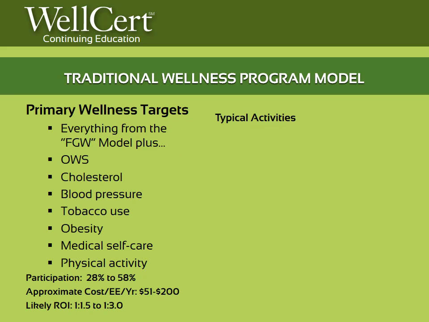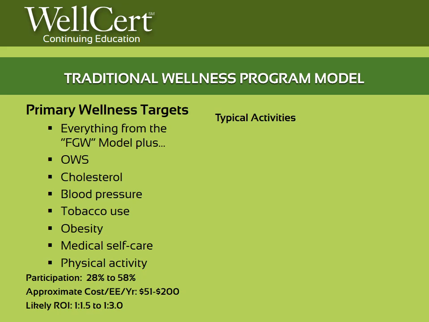Now, when we look at the traditional wellness program model, our primary wellness targets might include everything that we choose to keep from the feel-good wellness model. So that may include some of the targets we saw on the previous slide, and it may also then include an expansion of targets to include something like an overall wellness score, which I may get from a health risk assessment or a well-being assessment that I give to individual employees. There's also the issue of cholesterol and cholesterol levels and fractions, and being able to conduct that as part of a preventive screening activity, along with blood pressure measurement.